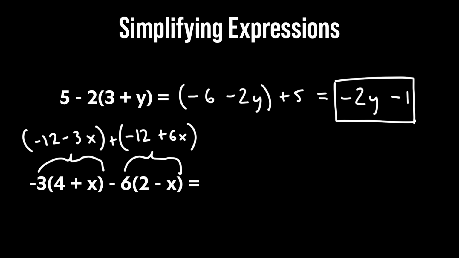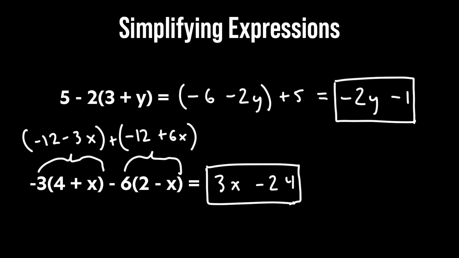And let's combine the like terms. Negative 3x plus 6x is 3x. And negative 12 plus negative 12 is negative 24. So this is our answer. We can't simplify any further, so we know we're done.